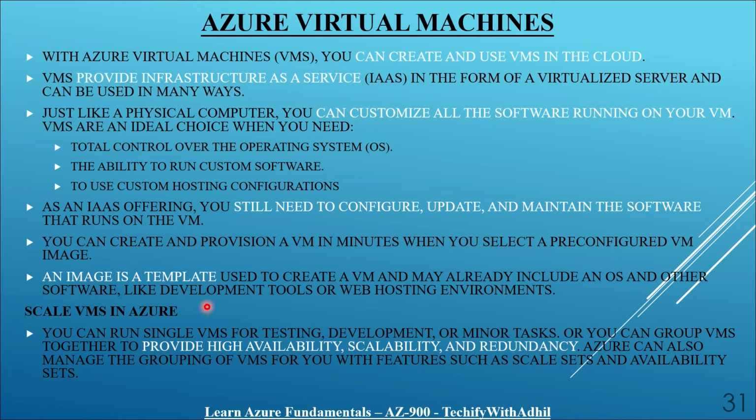Now, scale VMs in Azure. You can run single VMs for testing, development or minor tasks, or you can group VMs together to provide high availability, scalability and redundancy. This high availability, scalability and redundancy we have already covered in the initial Azure videos. You can refer back to my basic starting videos for these topics. Azure can also manage the grouping of VMs for you with features such as scale sets and availability sets.